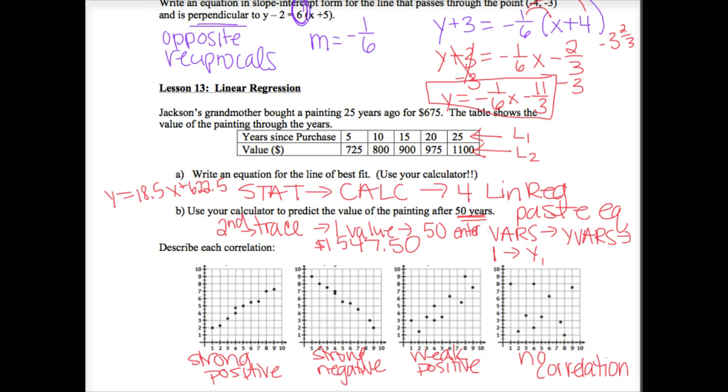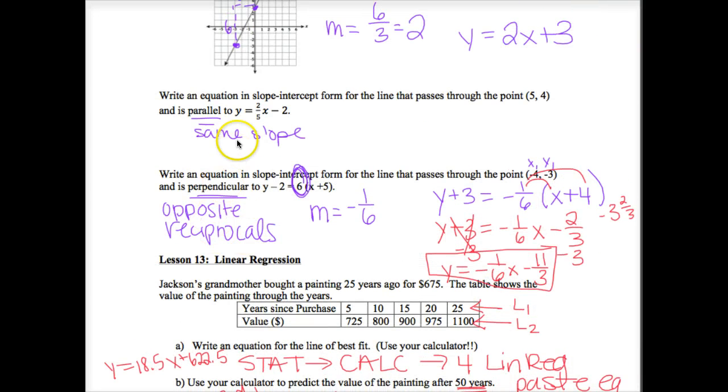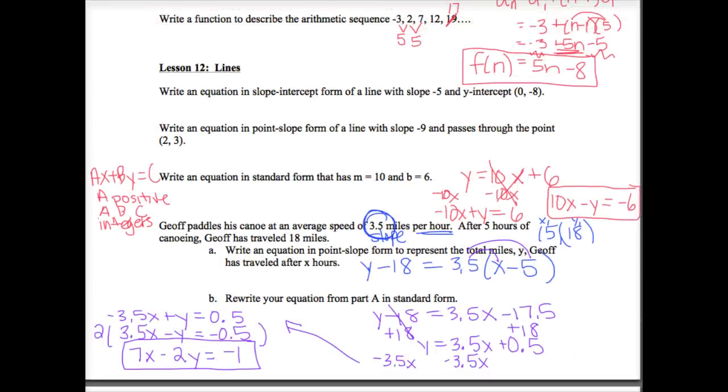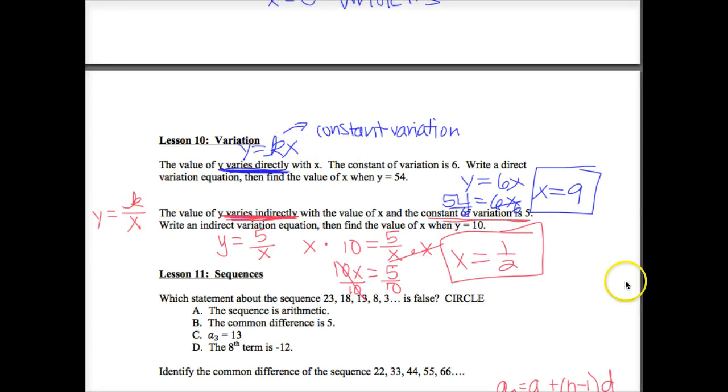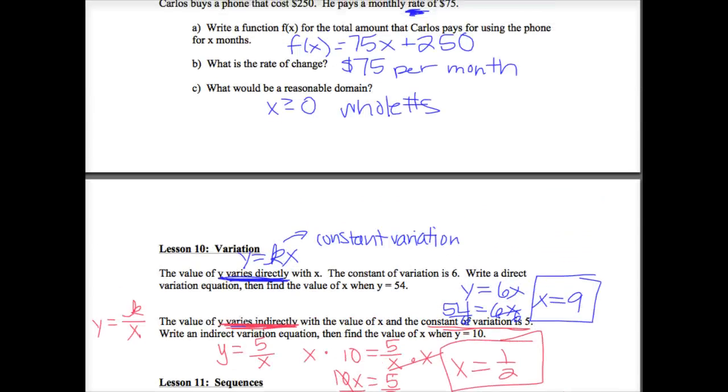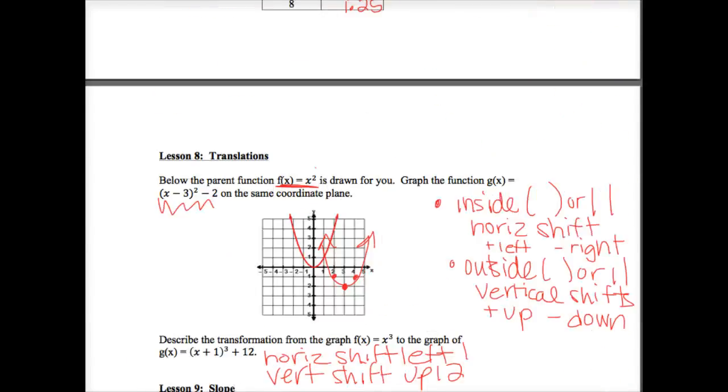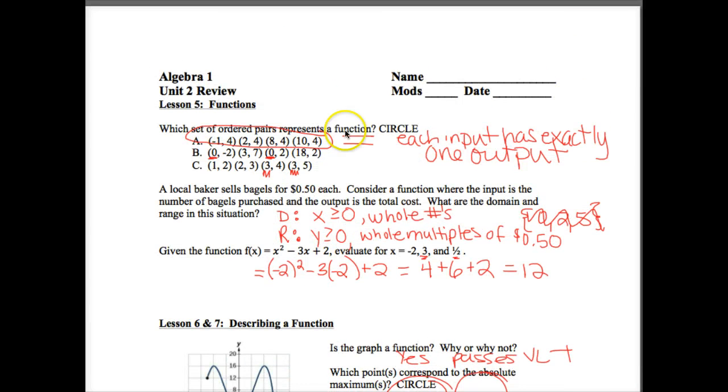All right, please, please, please make sure you know the formulas. Make sure you know what buttons to press. Make sure you know all the things that I wrote down here. Same slope, opposite reciprocals. Up here, again, these formulas. So go through, review, study, practice problems, go through your checklist, and make sure that you are prepared.